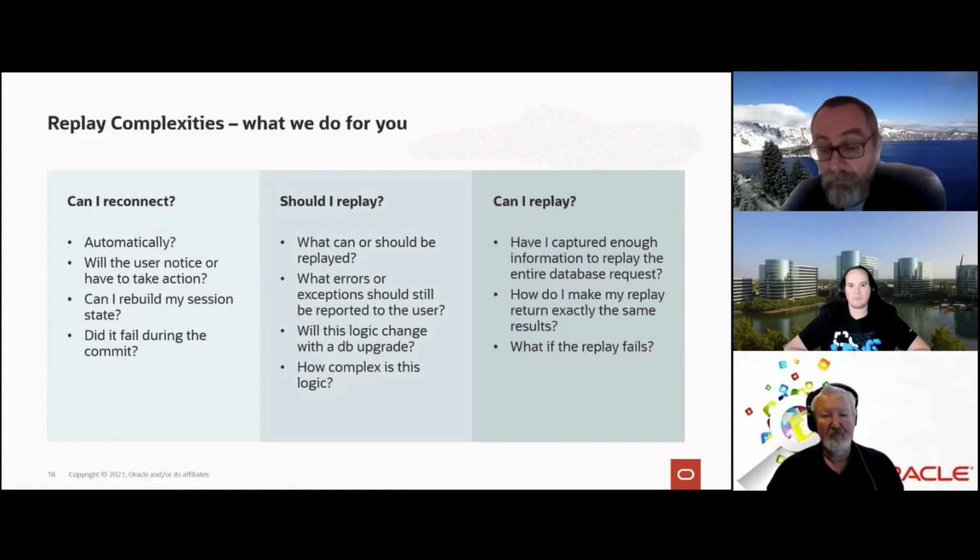Okay, and then again, what happens? What do I do if that replay fails? Do I just say, that's it? Return the error and say, good luck, user, you're on your own? The idea here is we want to make it hidden from the users. We do not want to require the users to do anything, hence application continuity.